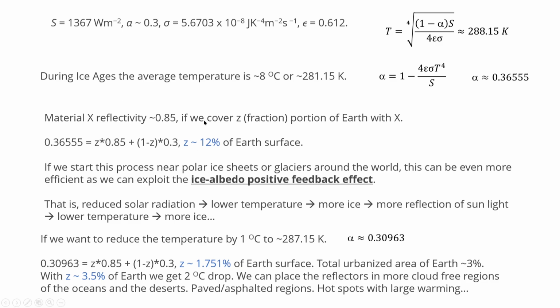So if we don't want an ice age, if we just want to reduce the temperature of the earth by just 1 degree centigrade, so right now it is 288.15, suppose we want to achieve 1 degree less than that, which is 287.15, we just plug the temperature into this formula for the albedo alpha. We get a value of 0.30963. So this should be the overall albedo of the earth instead of 0.3, to get an average temperature which is 1 degree less than the present temperature.